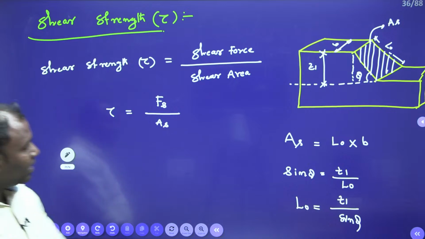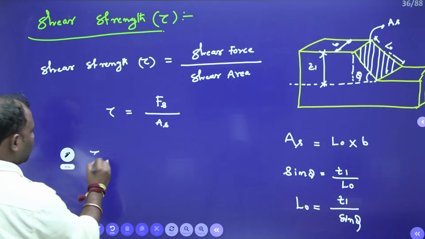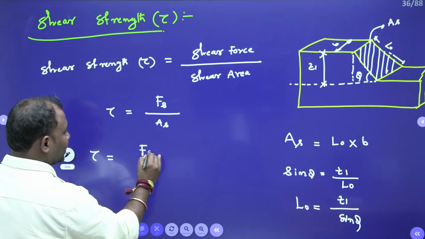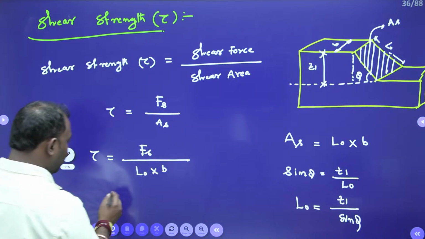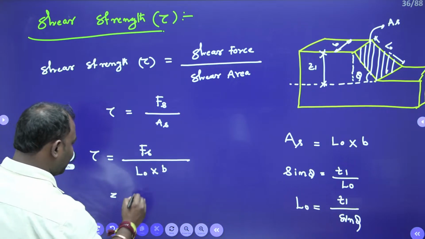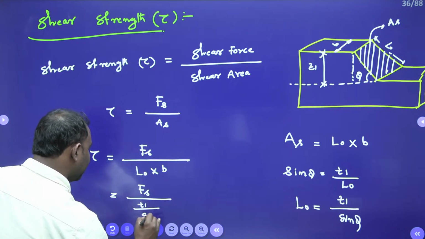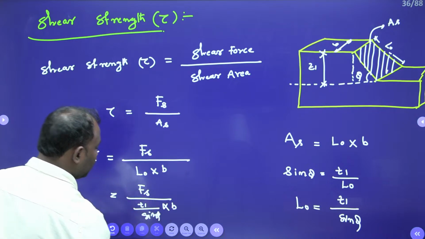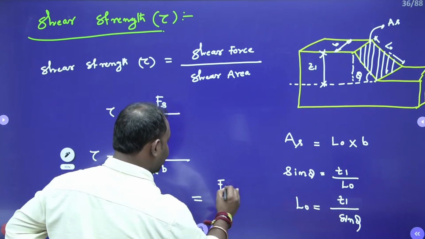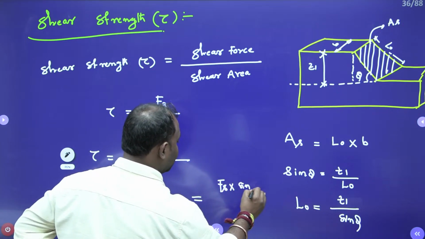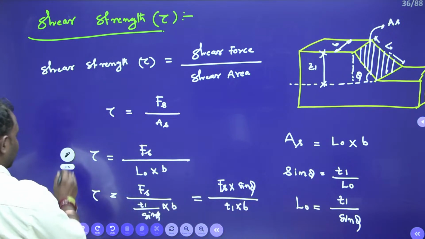Now, as I know L0 and B, let us substitute here. Shear force divided by As, which is L0 into B. Okay, now let me write my L0 value also. L0 is equal to T1 by sin phi. Fs divided by T1 by sin phi into B, right. So, from here I will write my final formula of shear stress: Fs into sin phi divided by T1 into B. So, this is my shear stress formula.